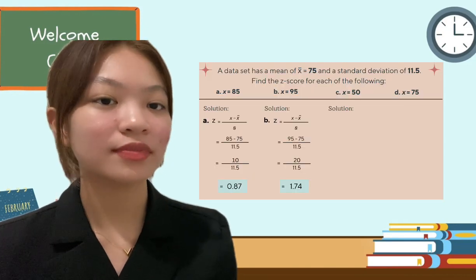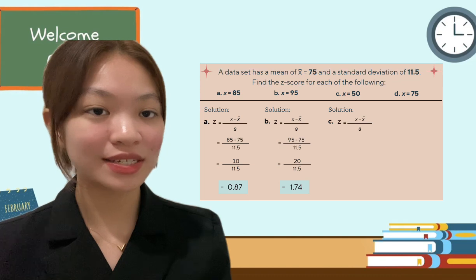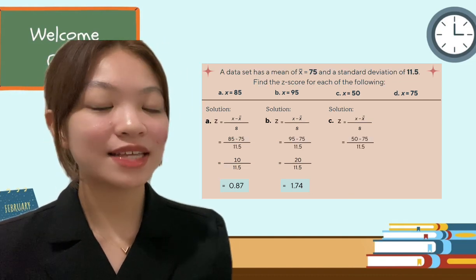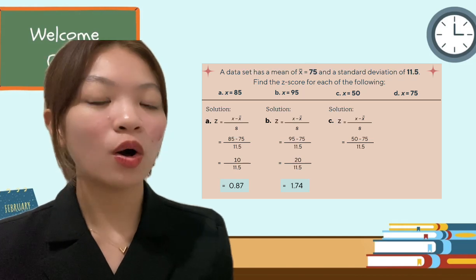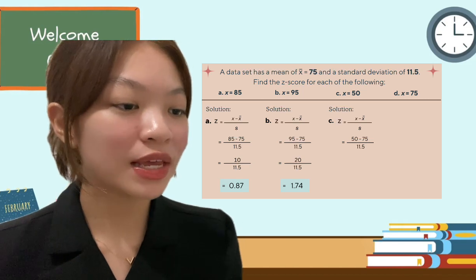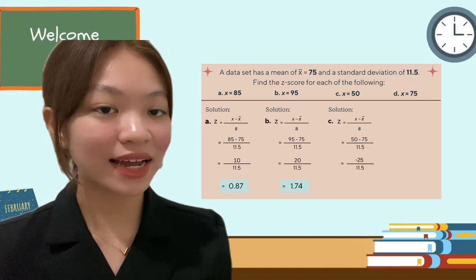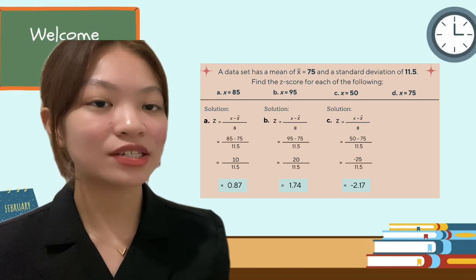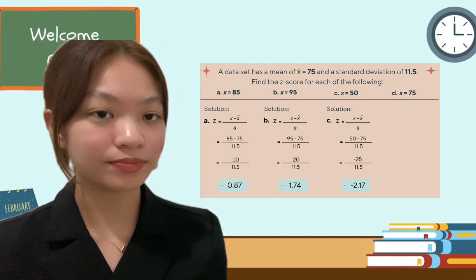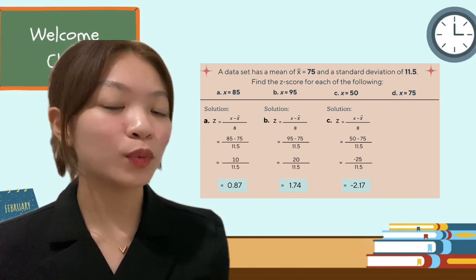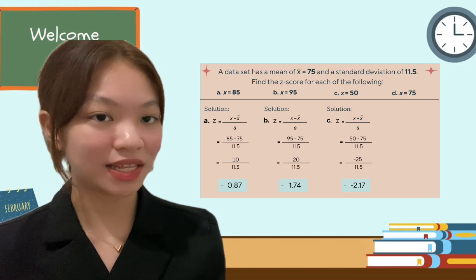Next is letter C with the given value of 50. Again, we need to substitute the numbers in the formula. So 50 as our given value minus 75 as our mean all over the standard deviation of 11.5. So 50 minus 75, the answer is negative 25. If we divide this by 11.5, the final answer is negative 2.17. Since negative 2.17 is a negative number, we can conclude that it is below the mean.